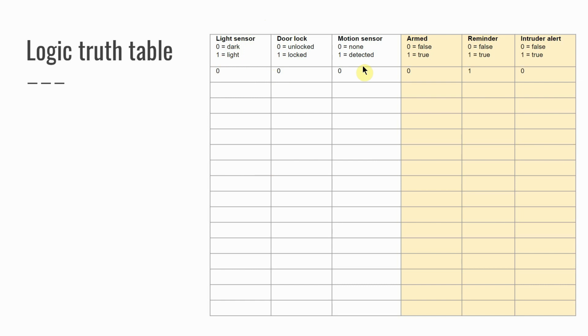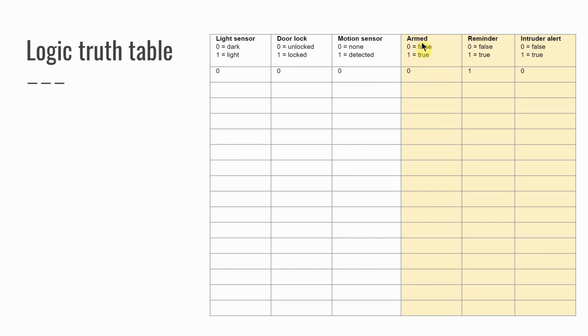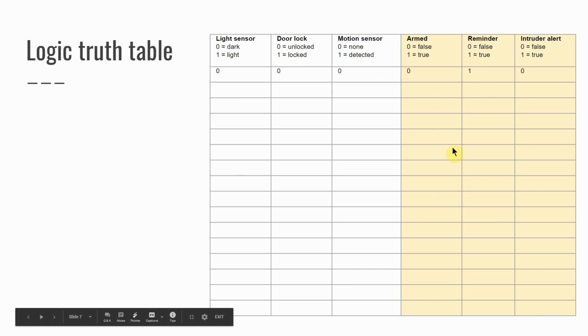So you're going to start with the inputs, go through all the different combinations. So 0, 0, 0; 0, 0, 1; 0, 1, 0; 0, 1, 1. So basically you count up in binary, you fill up those first three columns, and then you consider whether the system should be armed. If you remember, when it's dark and the door's locked, then it should be armed. So that would be a 0 for dark, locked will be 1, and it makes no difference whether the motion sensor does not detect or does detect. It should still be armed. Okay, so you fill out that column there.